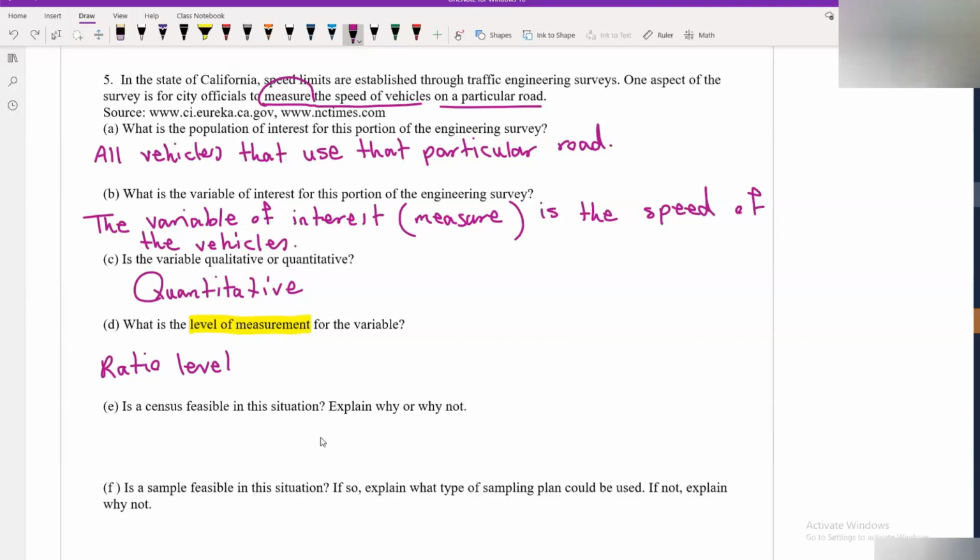Can we have zero as a starting point? Can we have zero speed? Just stop. We can say, okay, their speed is just zero. We can use zero here.